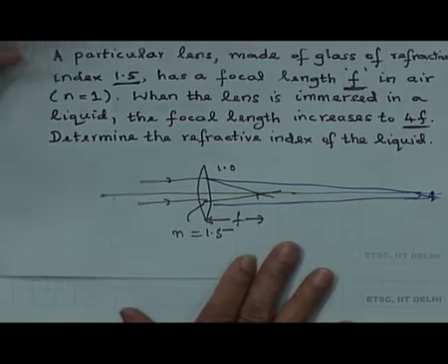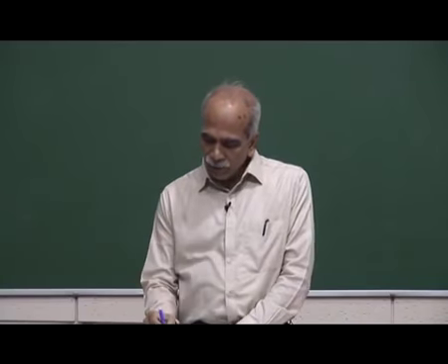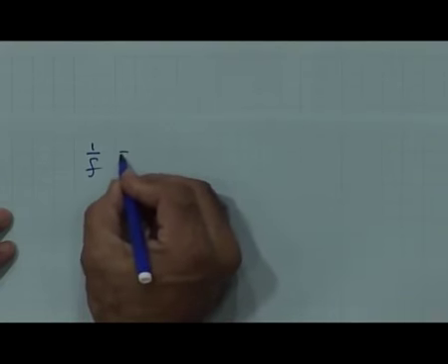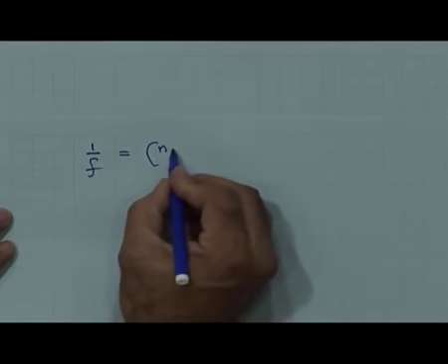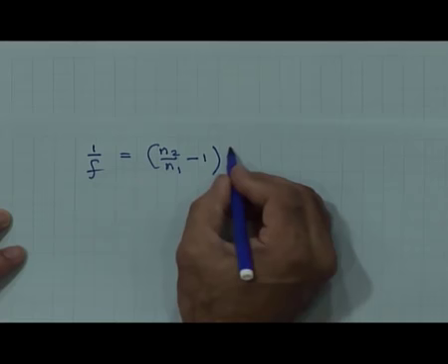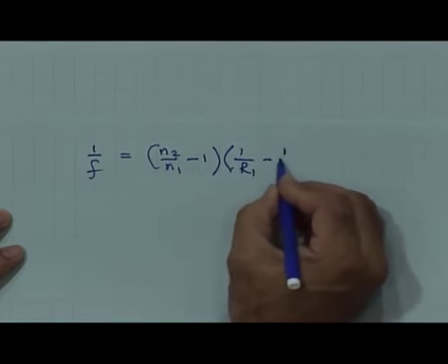So, how do we go about this? So, let us use the lens formula, and we know that 1 over f is given by n2 by n1 minus 1 into 1 over r1 minus 1 over r2.